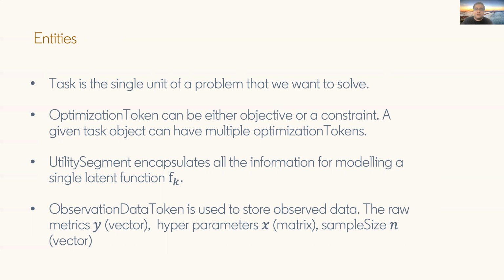And then there is an observation data token, which is used to store observed data. So this is purely observations: the raw vector y, the hyperparameters x, which is a matrix, because let's say you have two hyperparameters and multiple configurations, say 10 configurations, then you really have a 10 cross 2 matrix. And then the sample size, so how many members are exposed to a particular configuration.